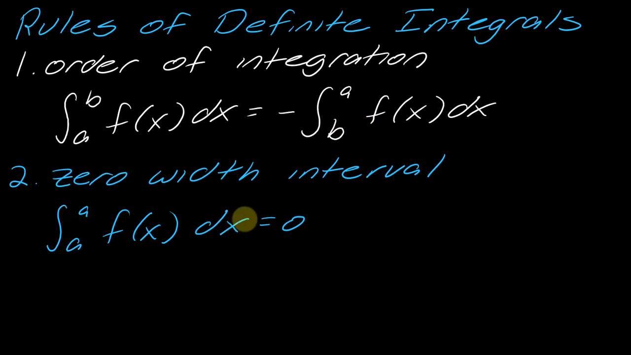This next one is the zero width interval. This makes sense if you think about a real quick illustration. So here's my f of x. If you think about going from a to a, what would the width of this particular shape be? It would be 0, so that's what that means.